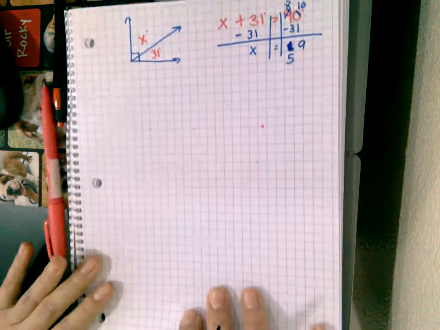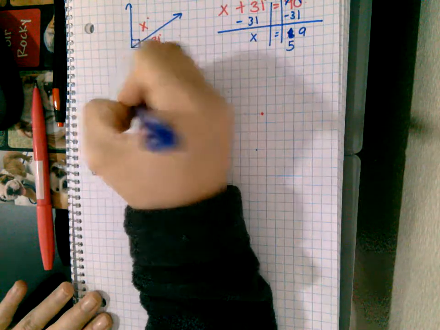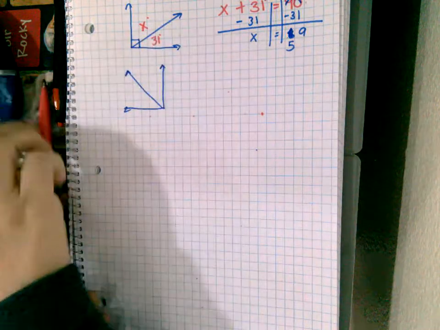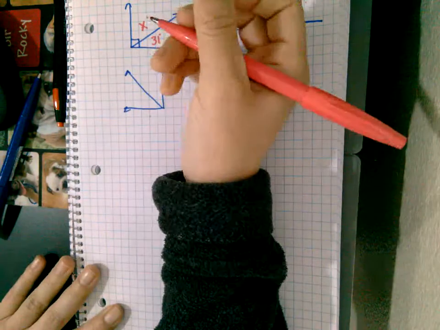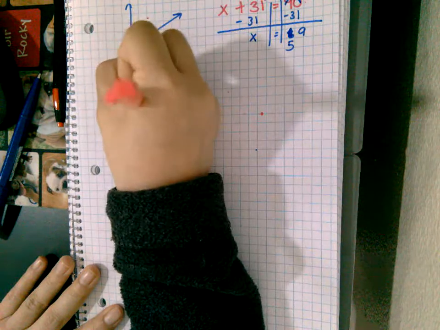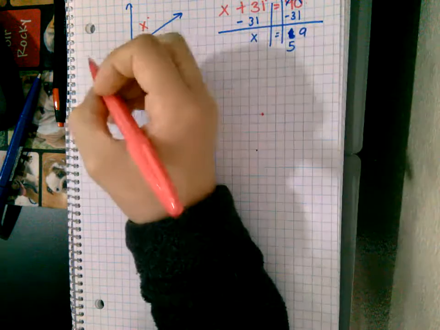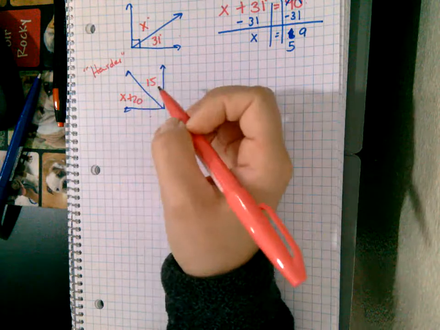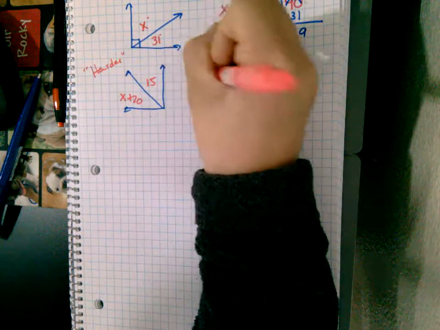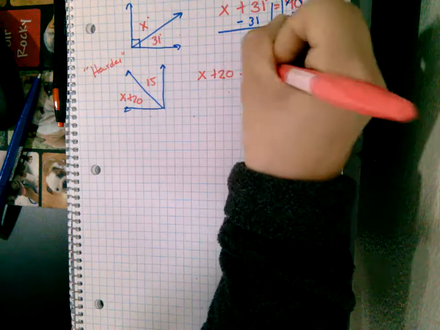All right, now let's do one that's like level 2. Maybe it's facing the other way. Does it matter which way it's facing? Absolutely not. You're still going to be doing the same thing. So let's say we have x plus 20, and here we have 15 degrees. This one's a little bit harder because we have more stuff involved, but you're still going to write it down. X plus 20 plus 15 equals 90, right?